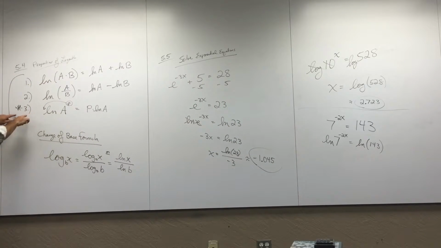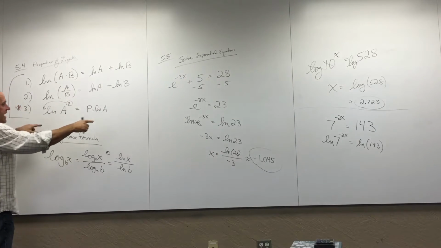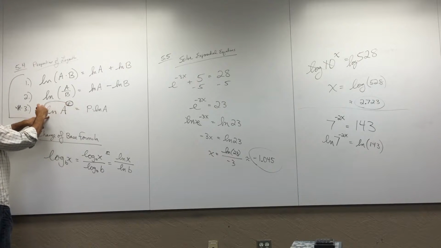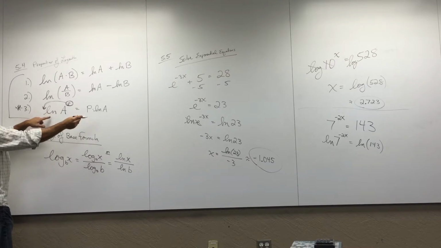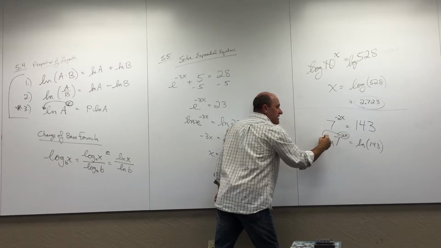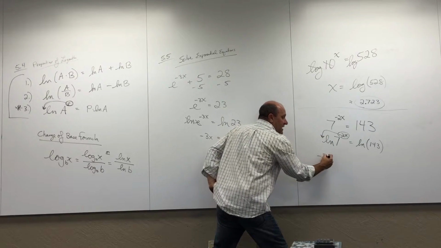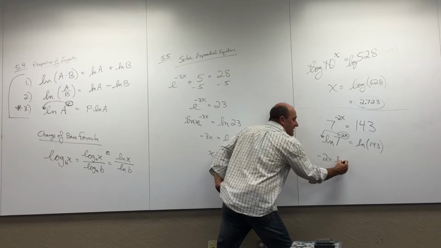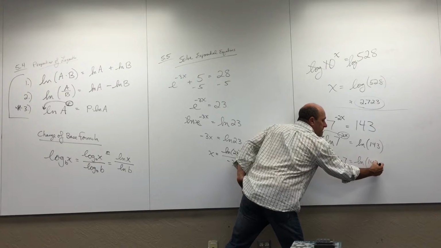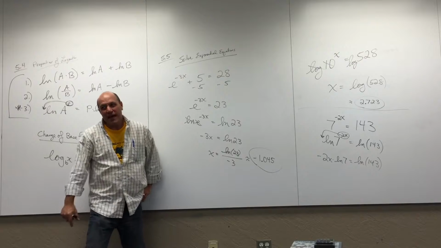This property 3. So I just took the ln of both sides. The ln won't kill the 7, but I can take this exponent and bring it down front. That's what property 3 says. So watch this. I can take this negative 2x and bring it down front. That'll let me solve for x. I'll have negative 2x in front of this ln 7, and it equals this ln of 143. That's using that property 3.